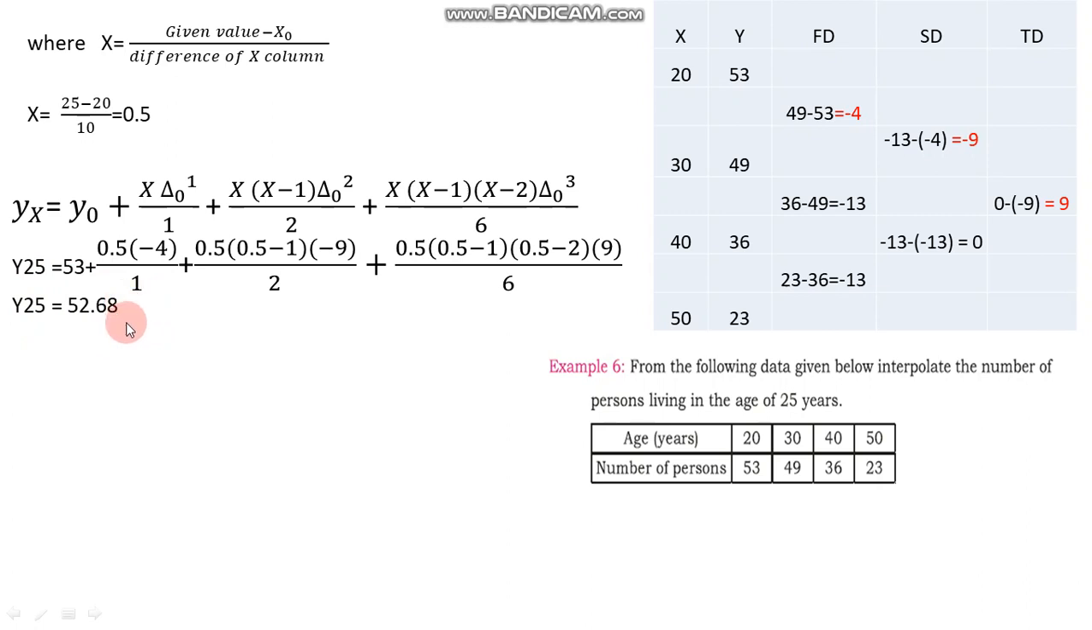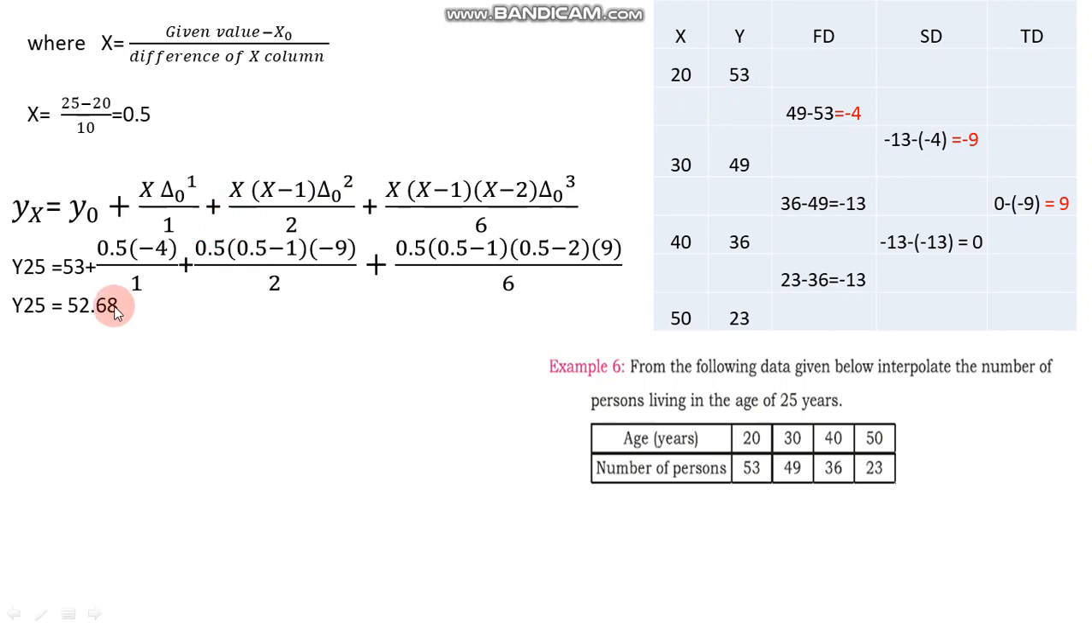Sir, how to check the Newton advance? Is the answer we are getting correct or what? Yes, definitely you have to check. Look, the given values are 20 and 30, and 25 lies in between, with corresponding values 53 and 49. Definitely the answer will be between 49 and 53. So according to this question, y25 is 52.68. Yes, so we got a correct answer.